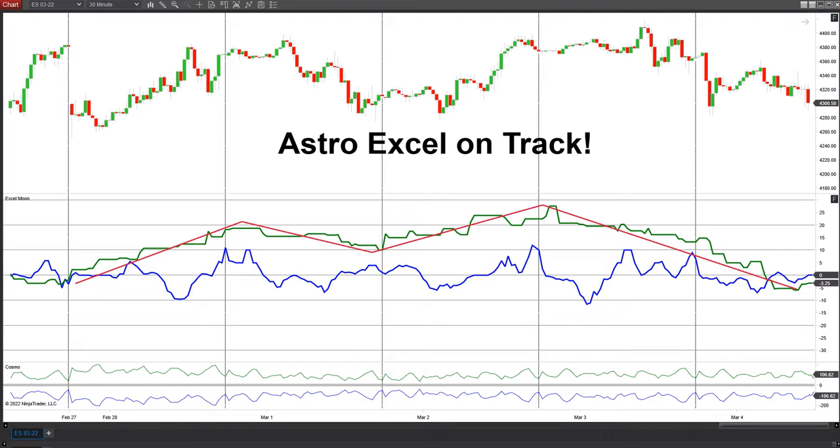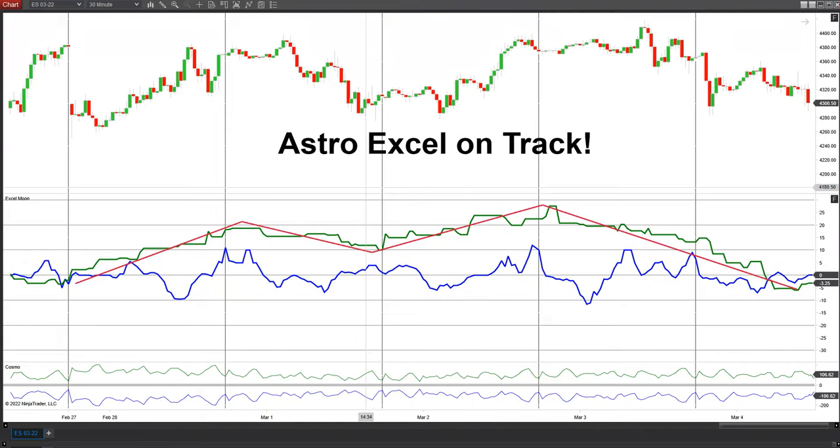Let's take a look at the Astro Excel chart and review the week's action and take a look at next week. You can see this week the green line trend prediction line was pretty much on target all week. Very reliable. You can tell that we had good action outside of the 10 lines, which is important. The more volatile this line is, the more accurate it seems to be.